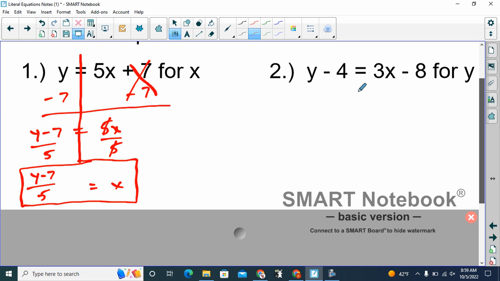Number 2, y minus 4 equals 3x minus 8. We were asked to solve for y. Here's my equal sign. Think through what's happening to the variable we're trying to solve for, which in this case is not the x. We're trying to solve for y. We are subtracting 4. That's the only thing we do to y. We cancel subtraction with addition.